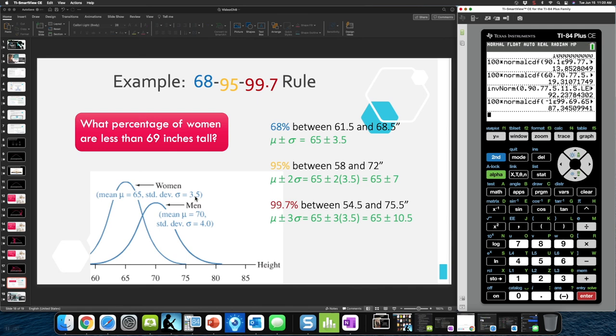Before, we'd estimated using the empirical rule, and we added 16% to 68% to get 84%. Now we know, because we did it not to 68.5, but all the way to 69 inches, that it's actually 87.3, not just 84, but 87.3. So that half inch gave us 3.3, so that's a pretty significant change. So now we can much more precisely answer our questions on things like these.